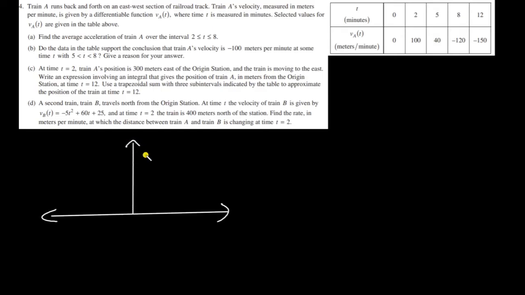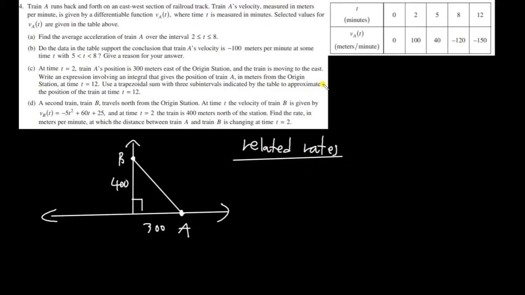Okay? So we know that at time t equals 2, the position is 300 meters east of the origin station. So train A is right here. And then train B is 400 meters north. It's right here. And then we want to know the distance between train A and train B. That's this distance here. This is 300 and this is 400. So notice right away that we have a right triangle situation. And since we're talking about the rate at which this distance is changing, this is actually a related rates problem.